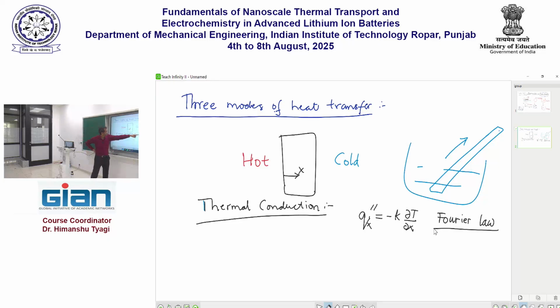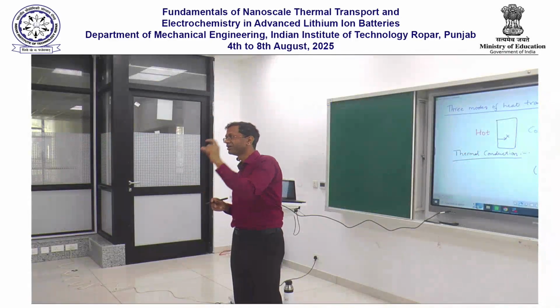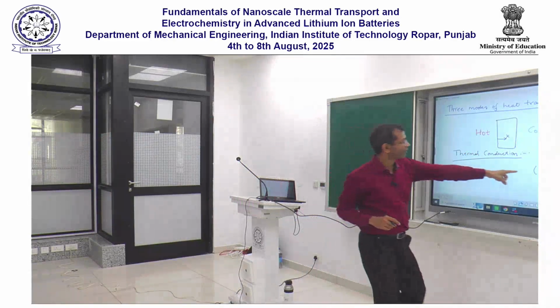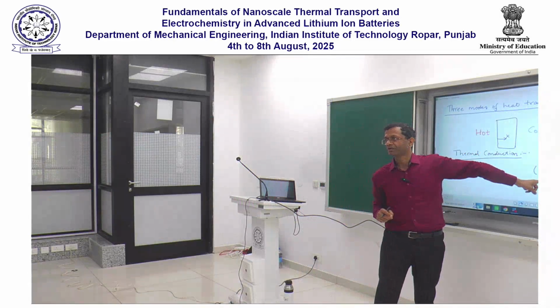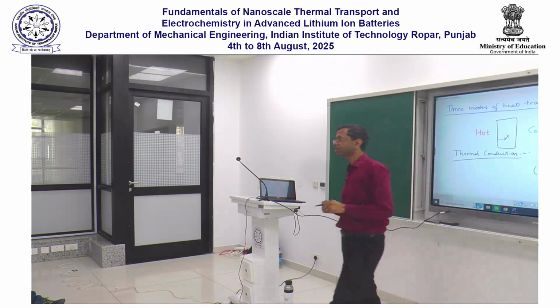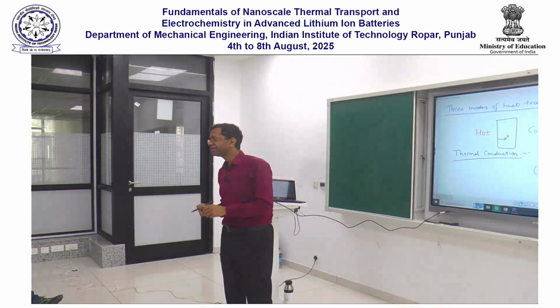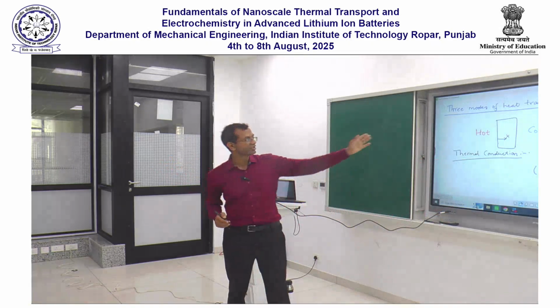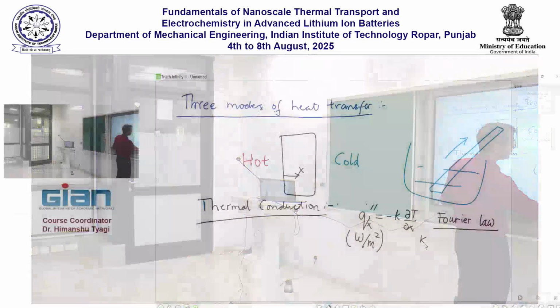The cross-sectional area comes into the picture because Q double prime is written in terms of heat flux, watt per meter square. Okay, so what is Q double prime x? Q double prime x is the amount of energy that passes in the x direction per second per unit area, joules per second per meter square, which translates to watt per meter square. On the right hand side, I have negative K dT/dx. dT/dx is the temperature gradient across this body. How many Kelvin per meter?